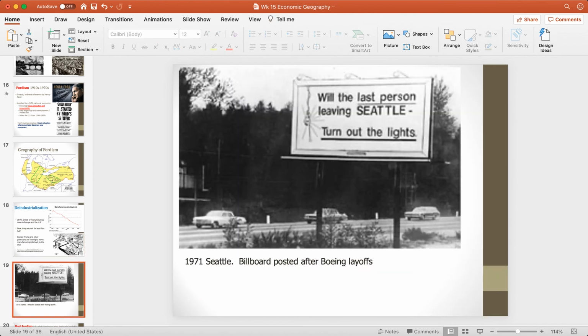All right. So this is when Boeing, who makes airplanes, was laying off a ton of people. People were leaving the cities and looking for jobs elsewhere.